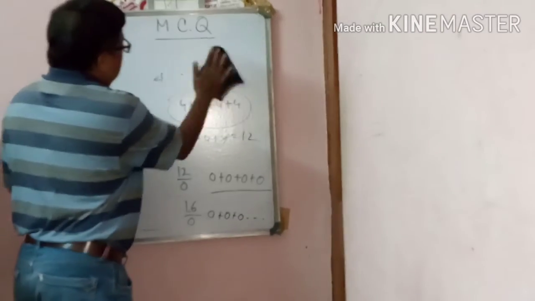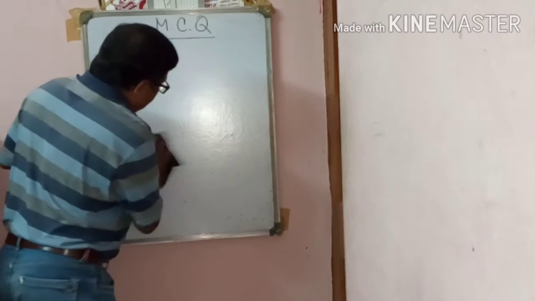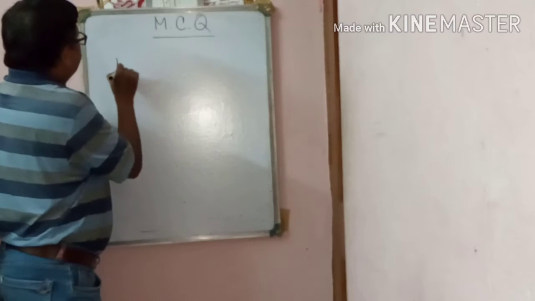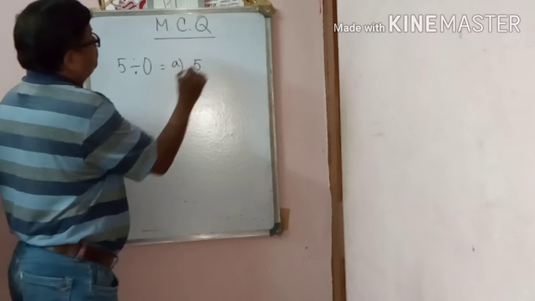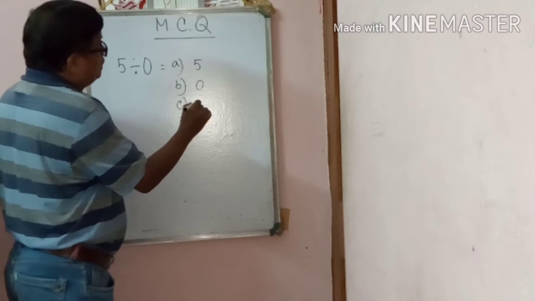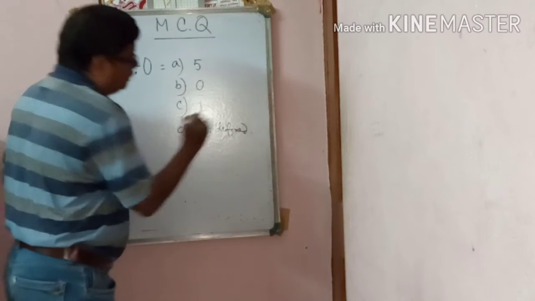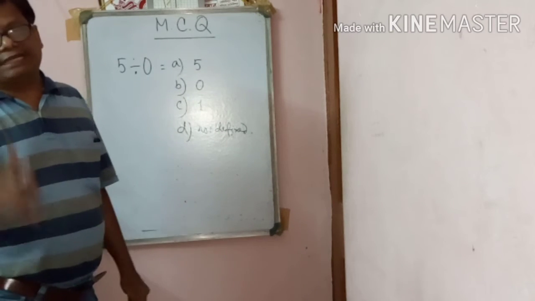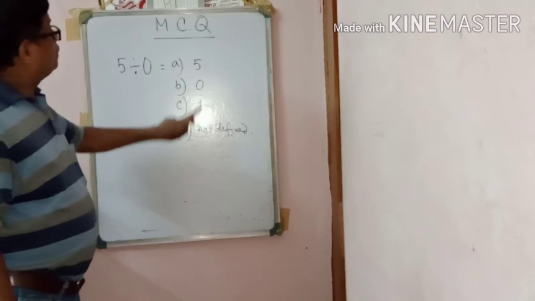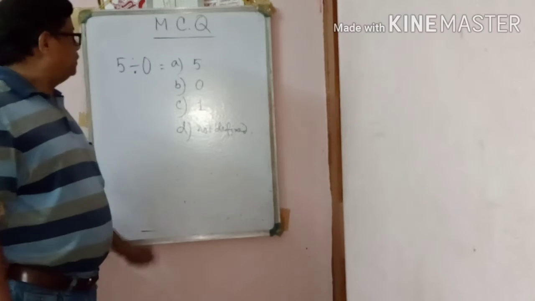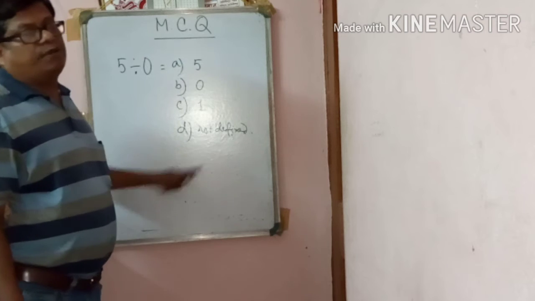This type of short MCQ type question is also very important for the exam. Suppose 5 divided by 0. The options are A 5, B 0, C 1, D not defined. What is the answer? Not defined. Keep in mind, 5 divided by 0 will be not defined.